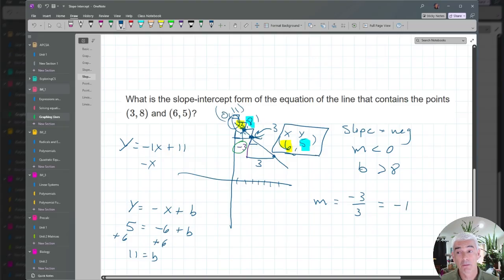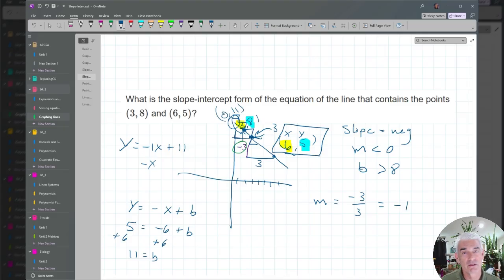All right, that's all about slope-intercept form. The next video is going to be point slope form.